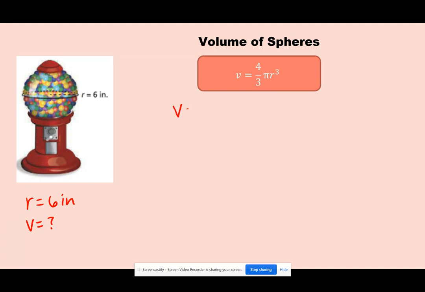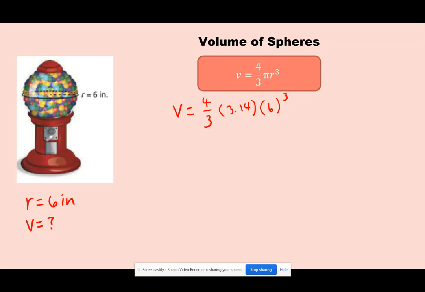So I'm going to put volume equals 4/3. And instead of writing pi, we can put in 3.14. You can use 3.14 for pi anytime unless it tells you to use a different number. Sometimes it has you put in 22/7, but most cases you're going to use 3.14. Okay, and then r is our radius, which we say is 6.